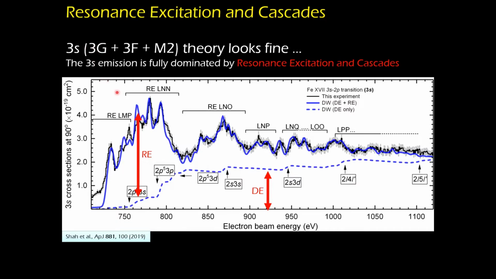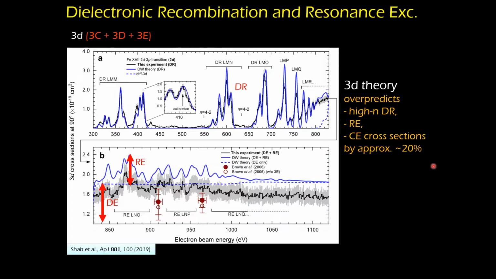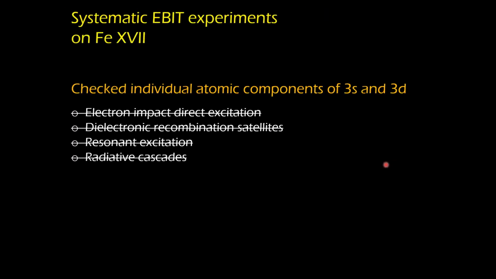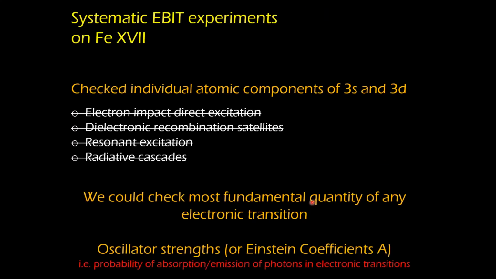So this still doesn't answer why we see this 20% difference with the collisional excitation cross sections. So we went one step further to measure the oscillator strength. Oscillator strength, as we all know, is just the probability of absorption or emission of a photon in an electronic transition. So we could actually measure the oscillator strength, which is also proportional to the collision strength of 3C and 3D.